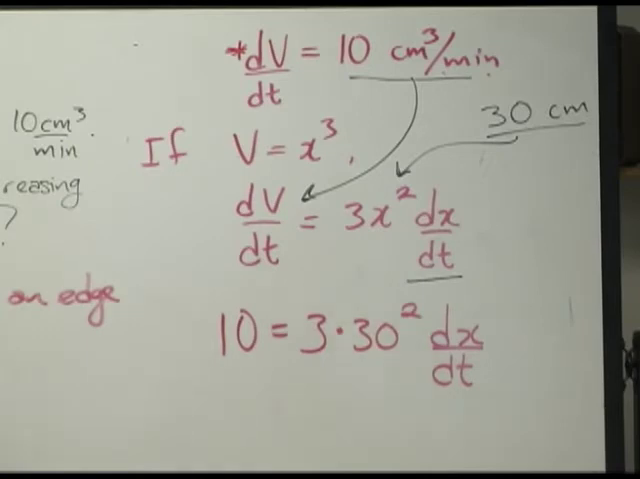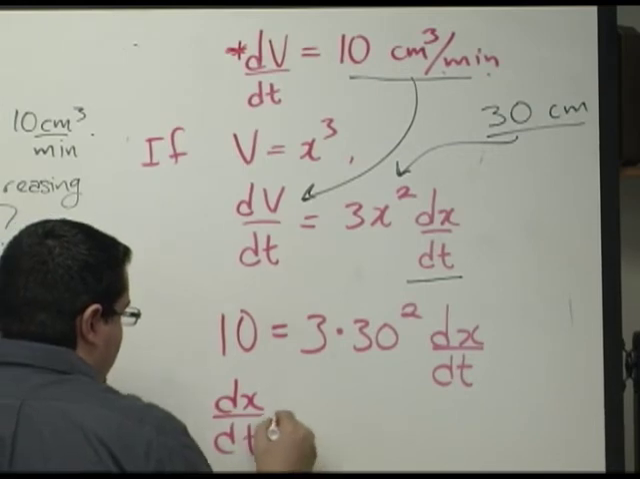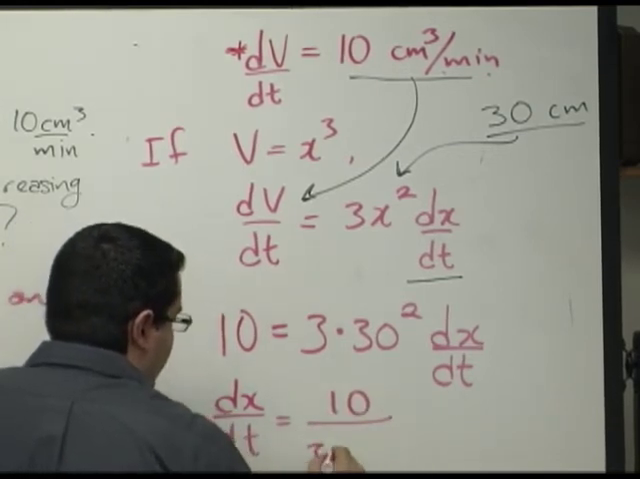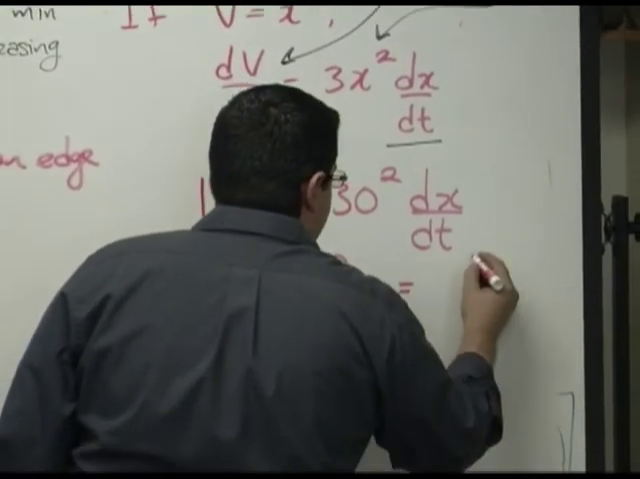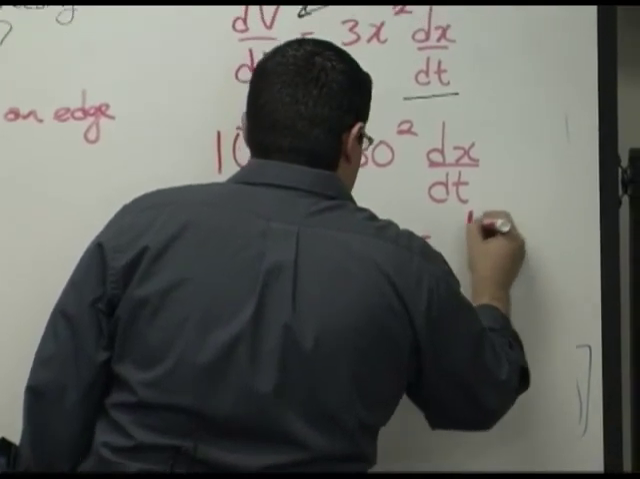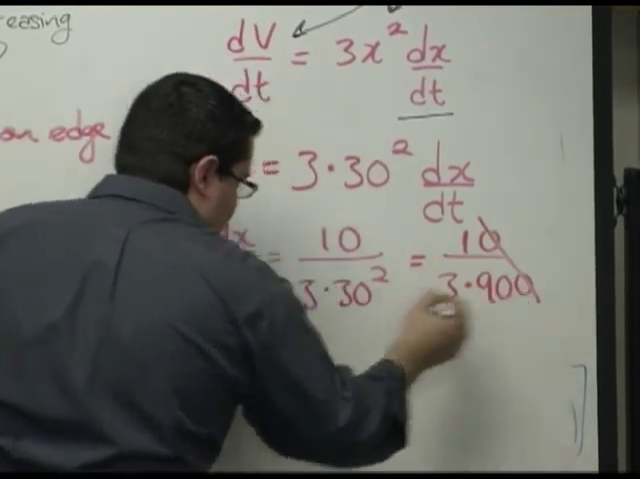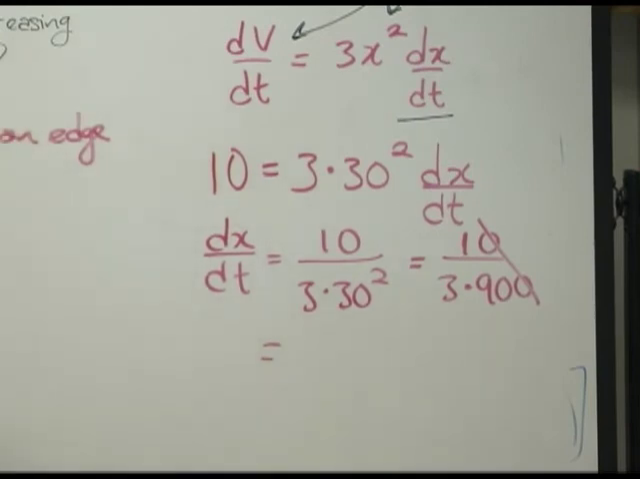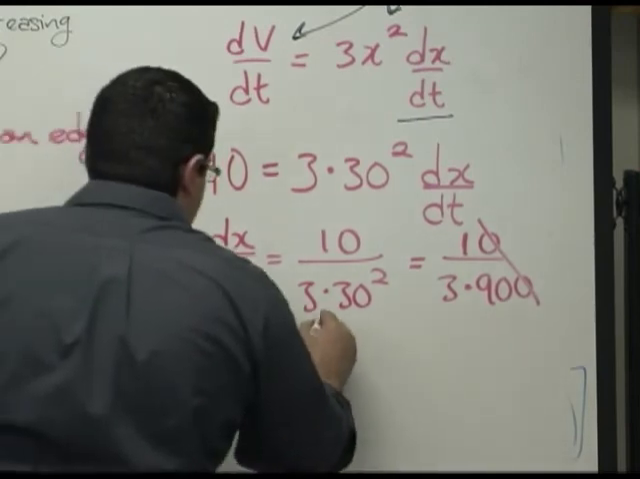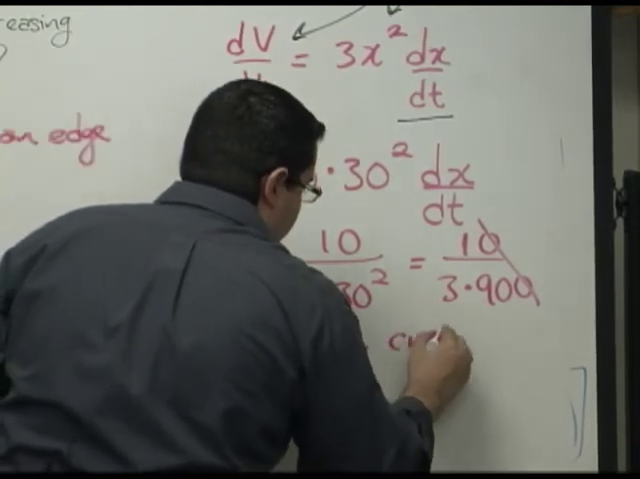All right, now I don't have a calculator with me, so what I'm going to do here is solve for dx/dt as it is. I'm going to have 10 over 3 times 30 squared. Now 30 squared is 900, right? So this whole thing is going to reduce down to 10 over 3 times 900. Okay, now thankfully I know how to reduce that. The 0 goes away there, and you have 1 over 3 times 90, 3 times 90 being 270. So this is 1 over 270 centimeters per minute.